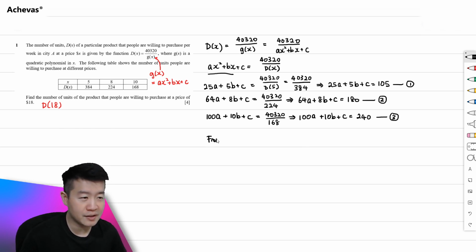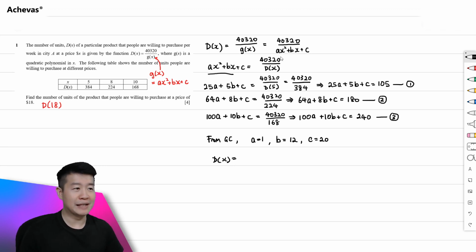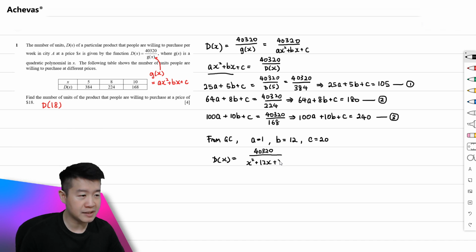We just need to press all these equations into our graphing calculator. We should be able to get a as 1, b I have gotten as 12, and c I've gotten to be 20, which means that d(x) will be 40320 divided by a, which is 1, times x squared, plus b, which is 12x, plus c.